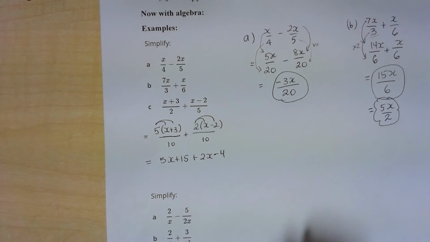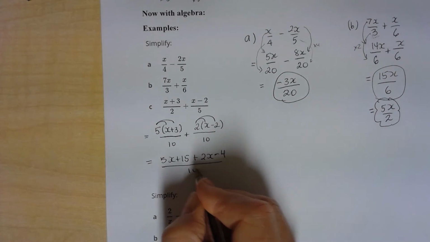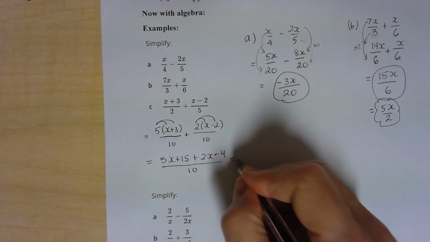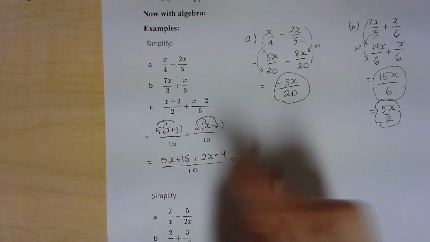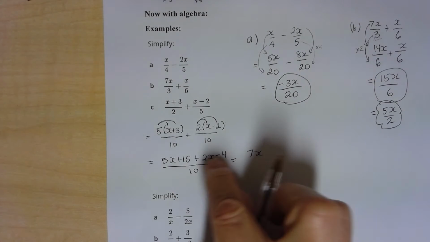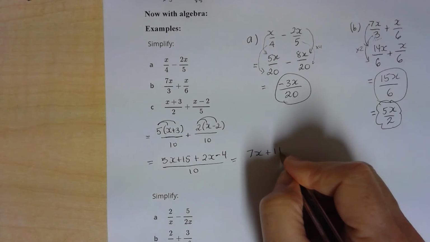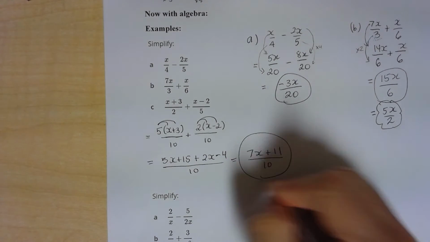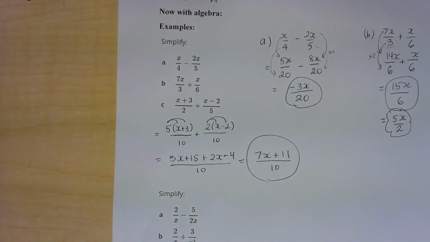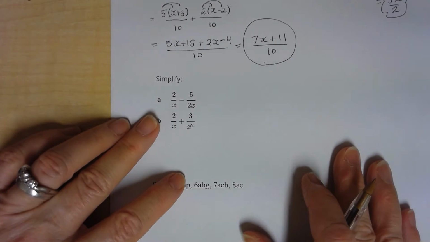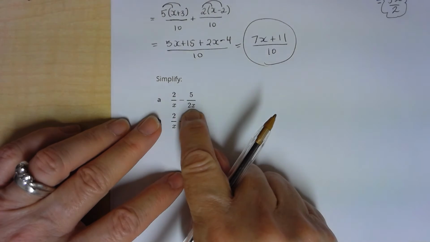The shadow's terrible in here. Don't forget the 10. And then I'll combine like terms, the x's and the numbers. Done.